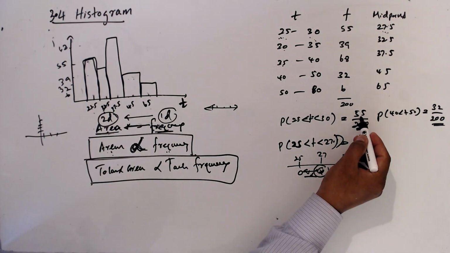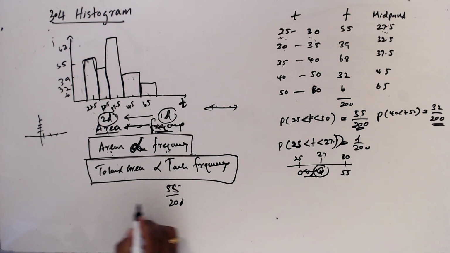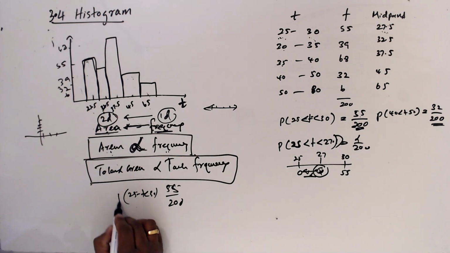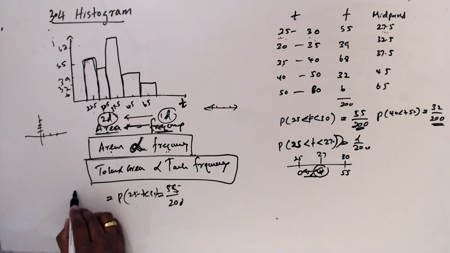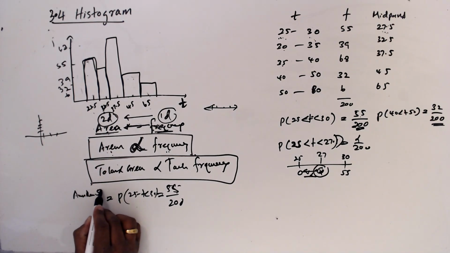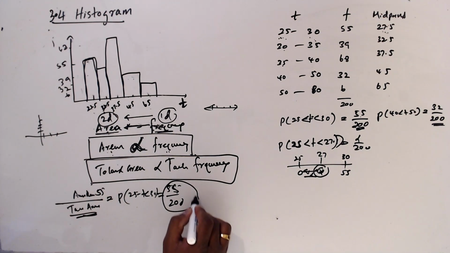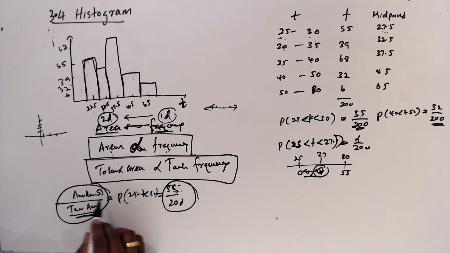So assume this is 55 over 200. So what is this? It is the probability of 25 to 30. The same thing we are going to write: the area belonging to it, 55, divided by the total area. Instead of frequencies, we are finding the probability from an area.